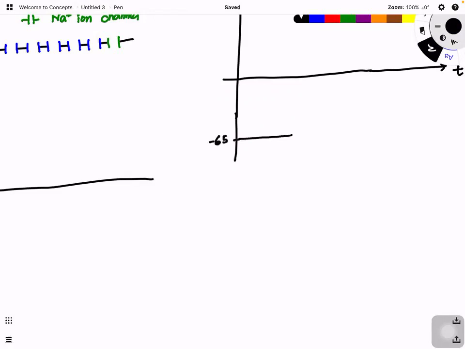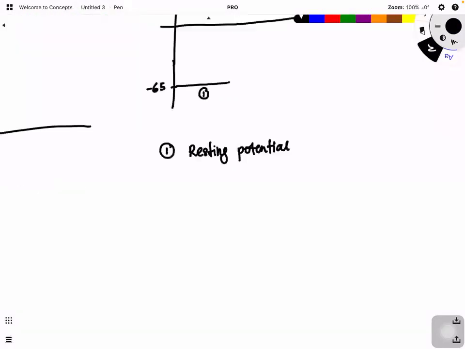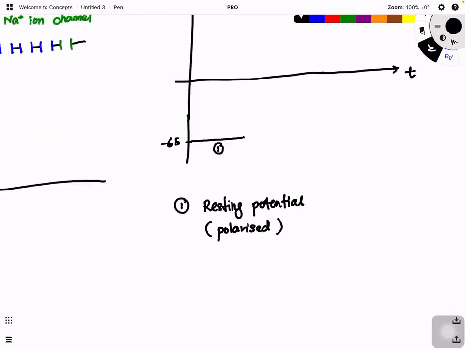So this one I've termed as phase 1. Phase 1 is the membrane resting potential. In this case, the membrane is polarized, no stimulus, maintained at negative 65 millivolts.